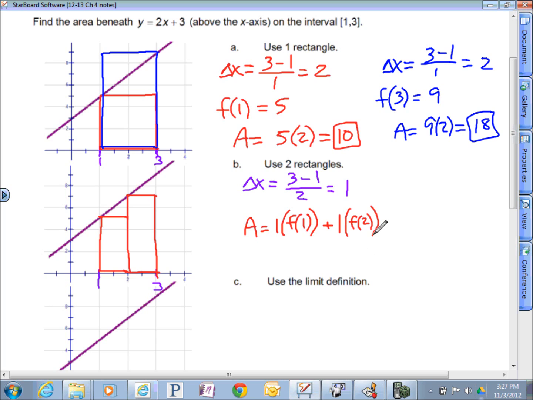What's f of 1? We already went through it. 2 times 1 is 2, plus 3 is 5, plus f of 2. 2 times 2 is 4, plus 3 is 7. What's my area under the curve estimate? It's 12.